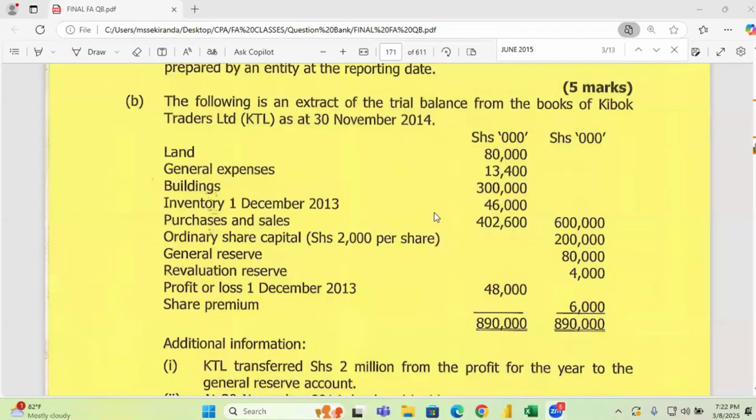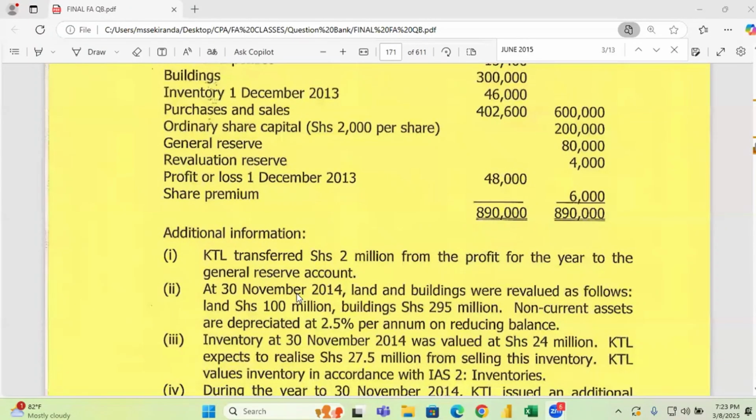So any kind of reserve should go under changes in equity, apart from those reserves whose objective is not actually about us as the entity. Maybe the regulator instructed we should have a reserve, but that money will be used outside, not within the entity. So here we have share capital, general reserve, revaluation reserve, retained earnings, and share premium. So we have five components of equity.